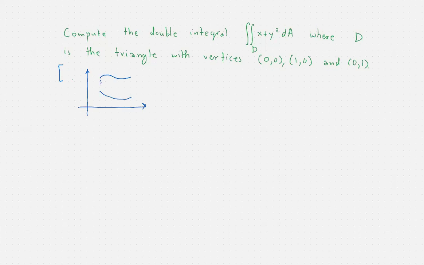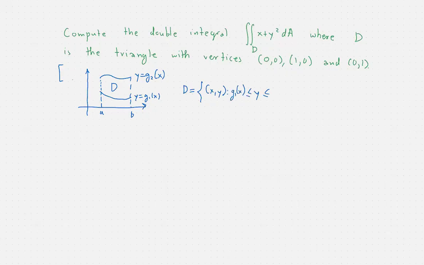So let's say we have the lower graph, which is y equals g1 of x. We have the upper graph, which is y equals g2 of x. We have the left point A, the right point B, and this is the domain D, which can also be described as all (x, y) for which y is between g1 of x and g2 of x, and x is between A and B.